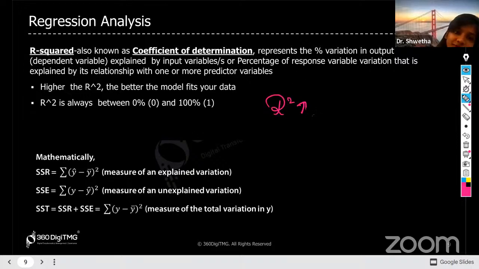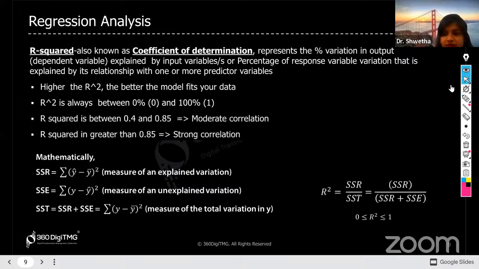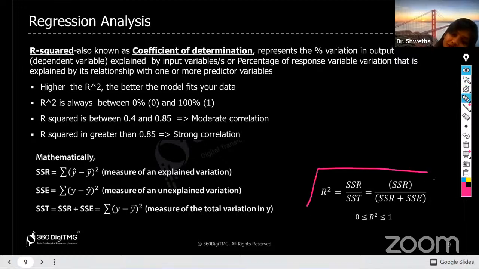Higher the R squared value, better the model fits your data. The R squared value always falls in the range of 0 to 100%. Higher the value of R squared, better the model is fitting our data. Mathematically, how is R squared calculated? This is the formula for R squared: SSR by SST, sum of squared residuals by sum of squared totals.